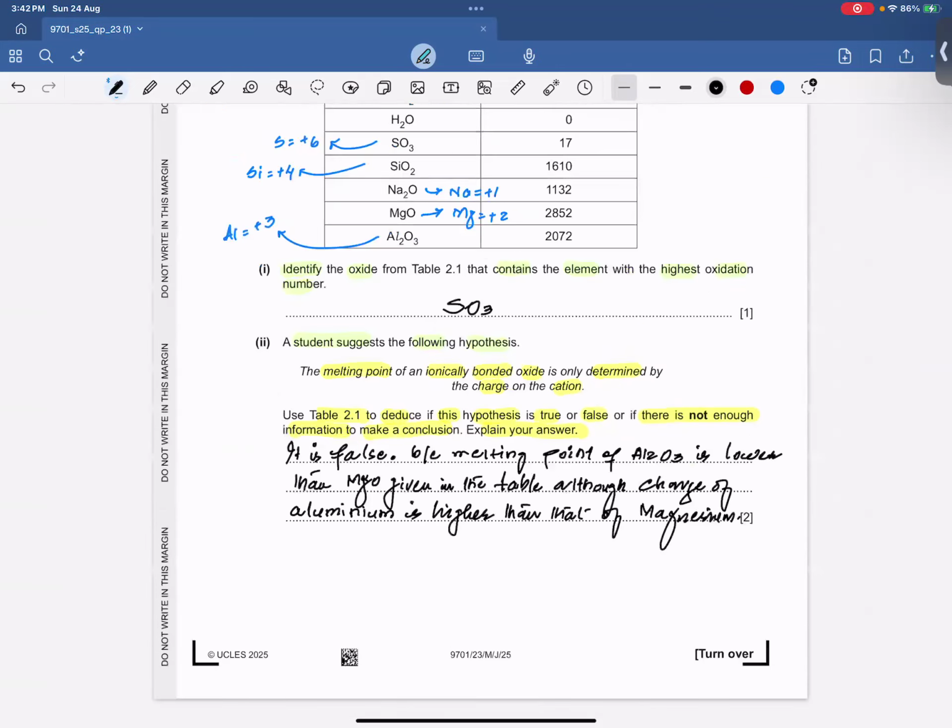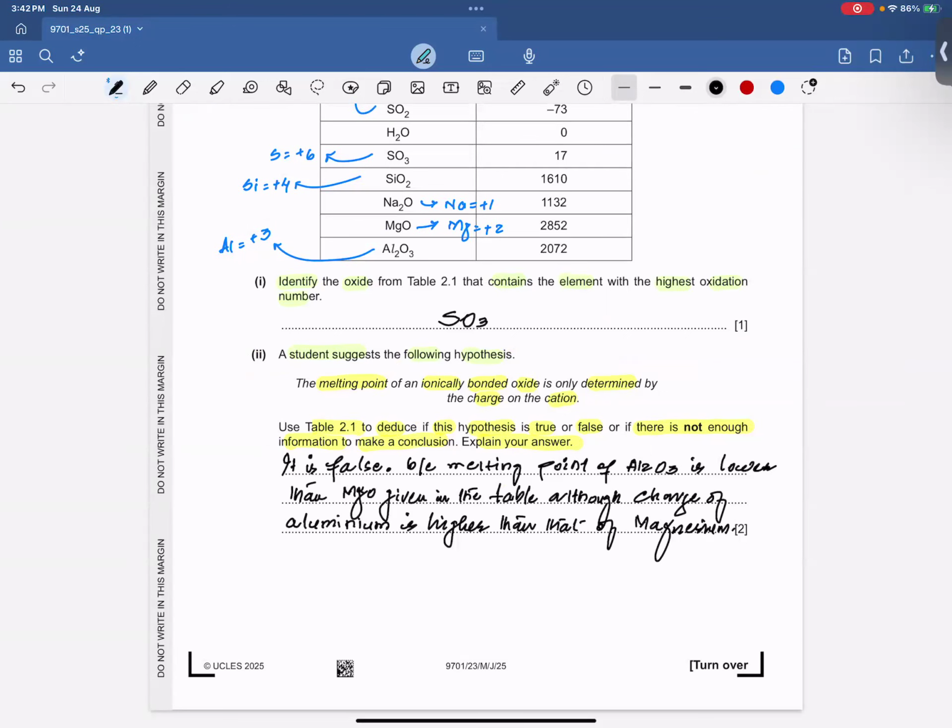And that's a very interesting piece of information. One more thing, in order to solve this part, the examiner has technically highlighted ionically bonded oxide, which means I have to check only these three. I have to ignore all these covalent oxides. Among these oxides, aluminum has the highest charge, so according to this hypothesis, it should have the highest melting point, which is not given in the table. Instead, magnesium oxide has the highest melting point. That means this statement is false and it's not the right hypothesis.